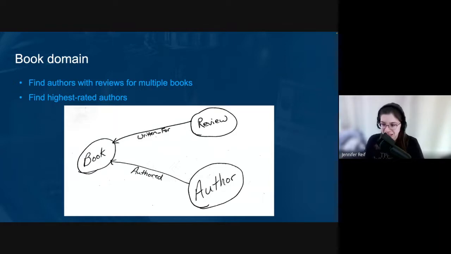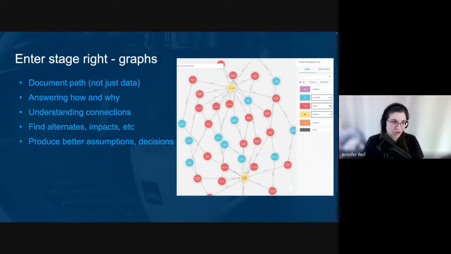You're going across multiple entities, you're possibly aggregating or calculating up scores for things, and you're pulling all those numbers back. And this is something that graphs handle really well. You're documenting not just the data, but the path to that data itself. You're answering how and why something got there. So why is this author the highest rated? Well, because they have 3,000 books, and of their 3,000 books, they have 50 reviews each, and 85% of them are 5 stars or something like that. You're understanding exactly how you're getting to that result. You understand the connections in the data, again, understanding why and how something got to be where it is.